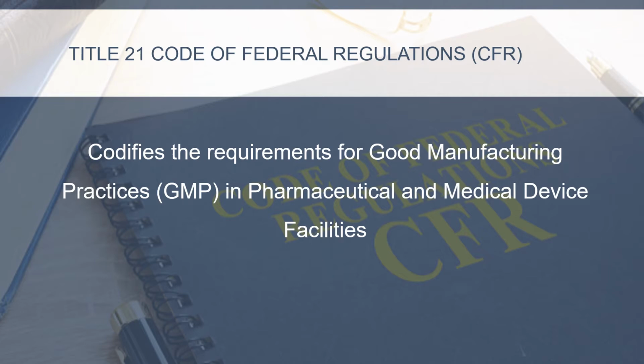Compliance to their rules and regulations is non-negotiable. Awareness is paramount. Title 21 of the Code of Federal Regulations codifies the FDA's requirements for good manufacturing practices, or GMP as you'll hear it throughout these modules, in pharmaceutical and medical device facilities. Manufacturers are required by law to follow these rules in all departments, and these departments include manufacturing, processing, packing, and holding finished pharmaceuticals or medical devices.